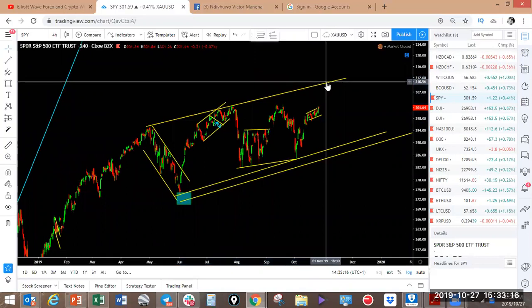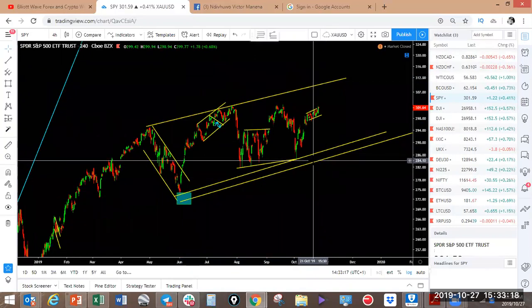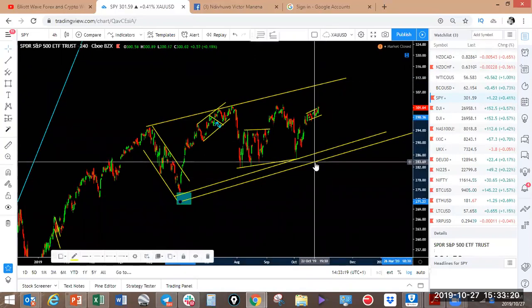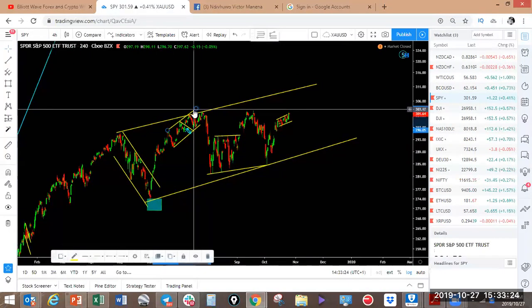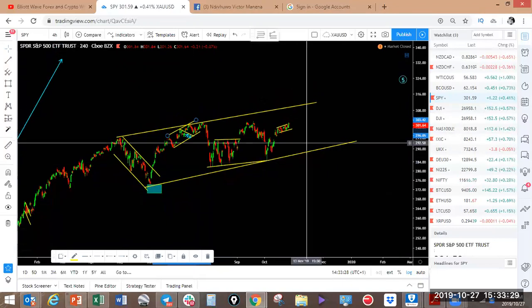It's not supposed to be 2 lines there, guys. It's just that I drew this in different time frames on the daily, and then it appears here. Shouldn't be 2 lines.